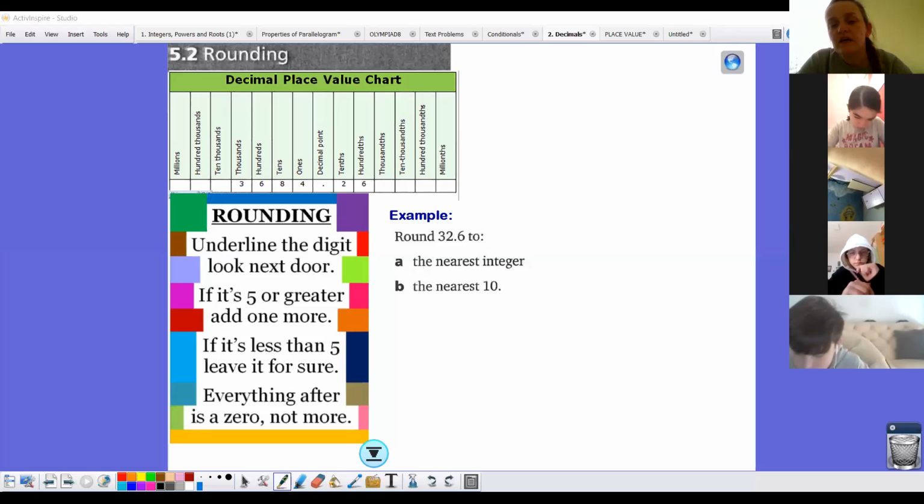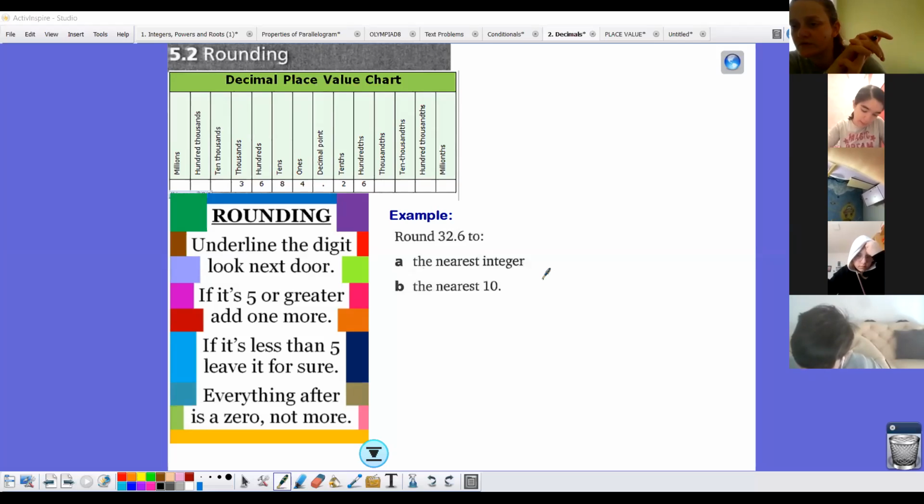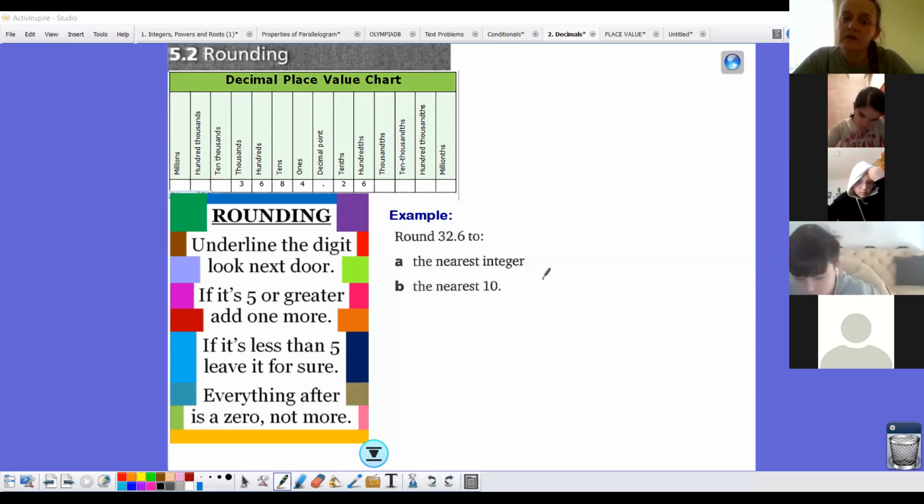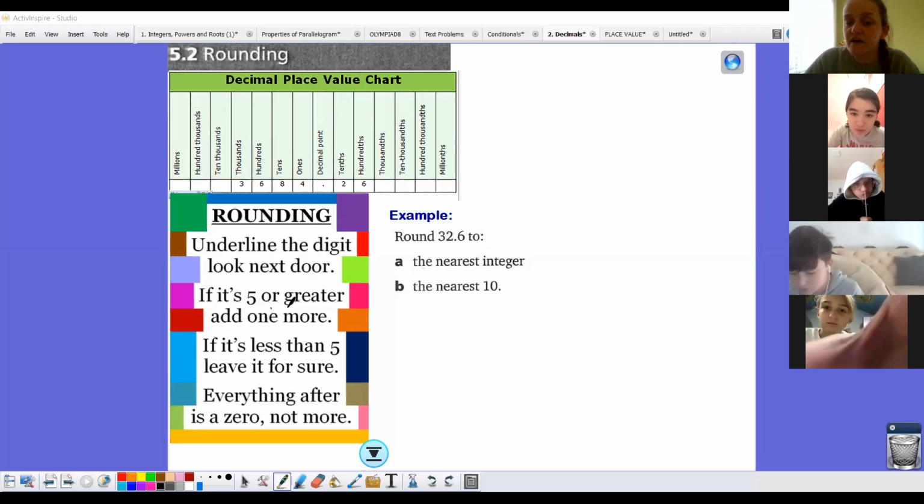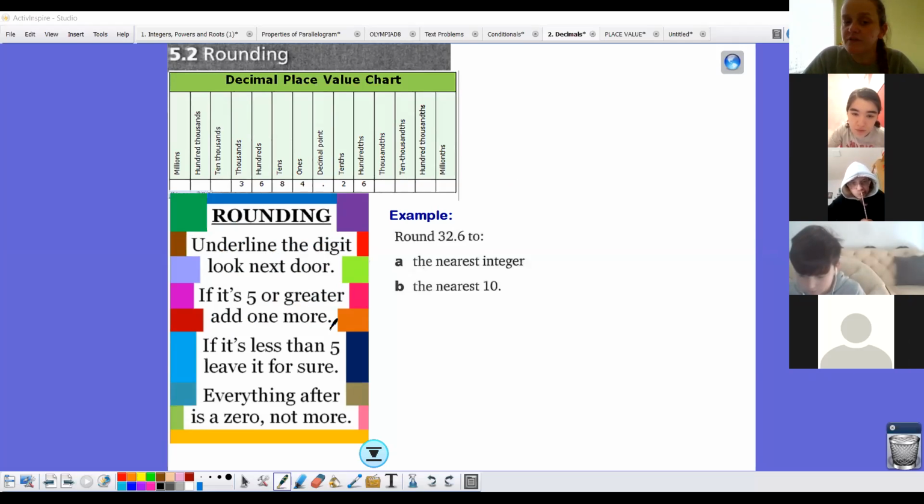The rounding. Last year we studied the rounding, as I remember: nearest 10, nearest 100, one place. Do you remember? Yes. How are we doing it? Underline the digit. Look at the next door. If it is 5 or greater, add one more. If it is less than 5, leave it for sure. Everything after is a 0, not more. For example, I think I remember it.